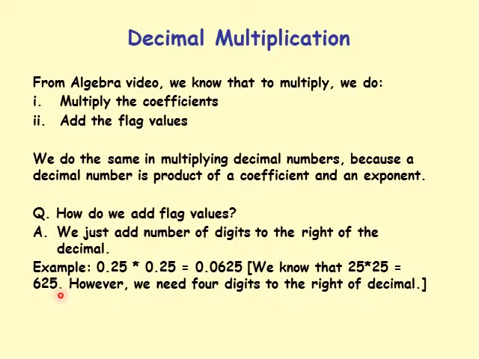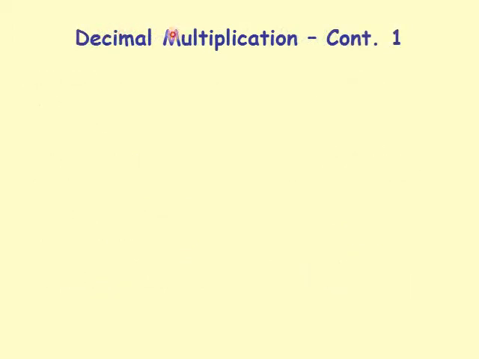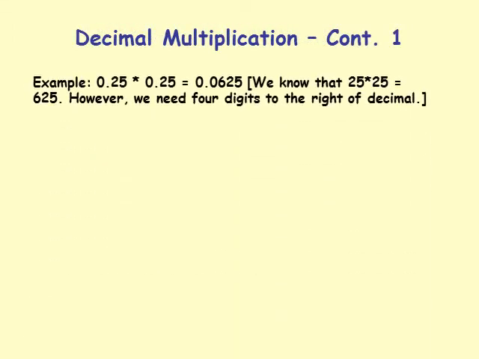We know that 25 times 25 is 625, which we did before when we were doing proportional base multiplication. We did that using numbers ending in 5, the square of the numbers, and we said that on the left is 2 times 3, and on the right 25. However, we need 4 digits to the right of the decimal point, so we need a 0.